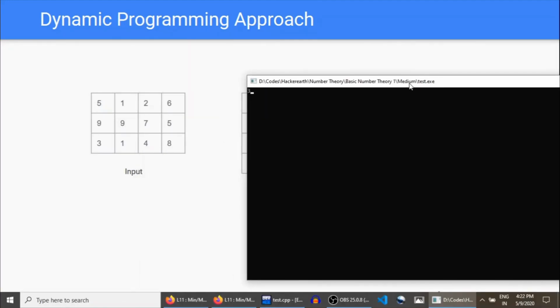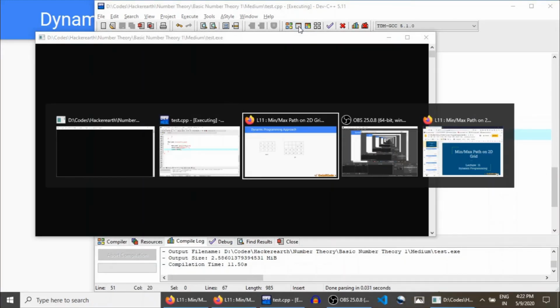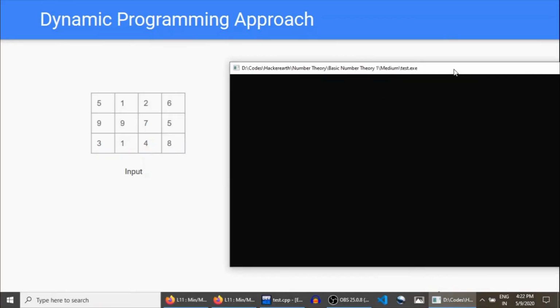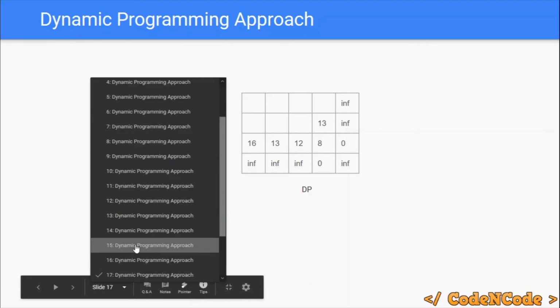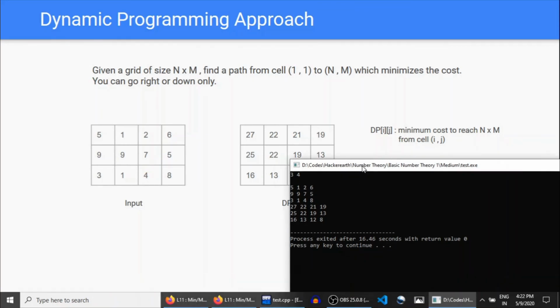So let's try to run this. There are 3 rows, 4 columns, and the input is 5 1 2 6. Oh, just a second. I'll be running the same input so that I do not have to worry about confirmation, because the confirmation is right here. So 3 rows, 4 columns, again 5 1 2 6 9 9 7 5 3 1 4 8. So this is the dp array, as you can see. Let me confirm it one more time. Yeah, so this should be the dp array.